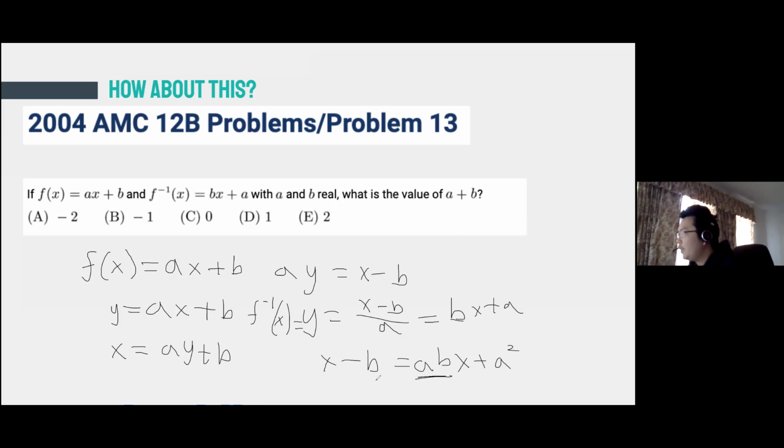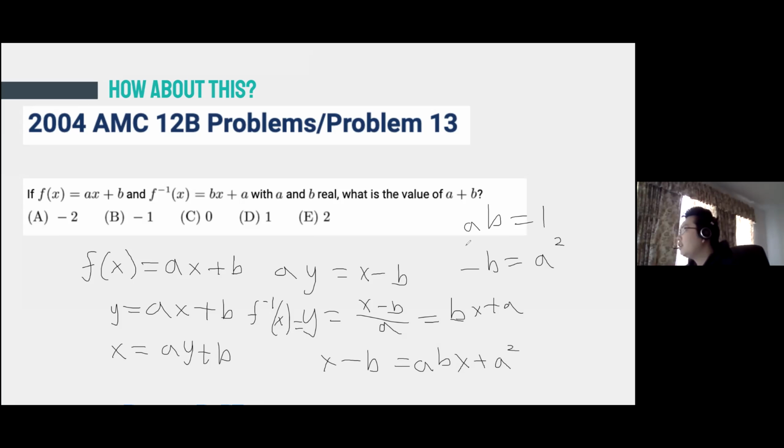So because the coefficients here should match up, I think ab equals 1. I might be wrong though, I just want to try it out. ab equals 1, and then negative b equals a squared, I think.